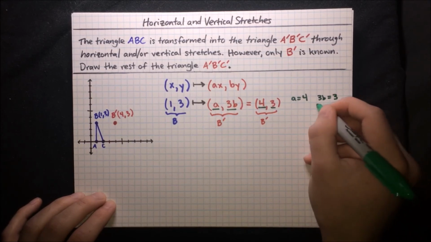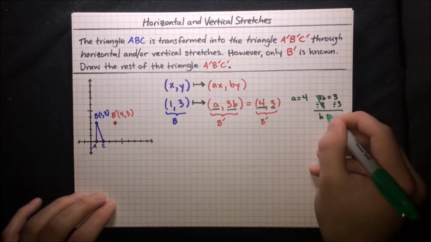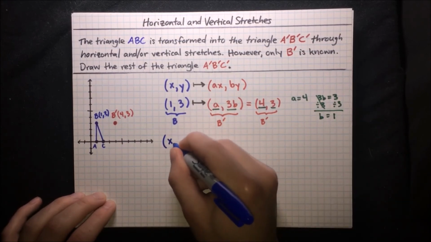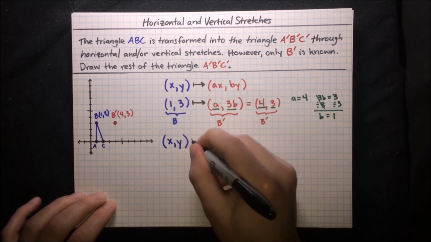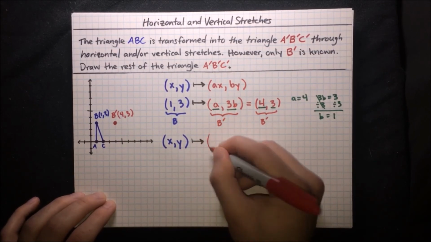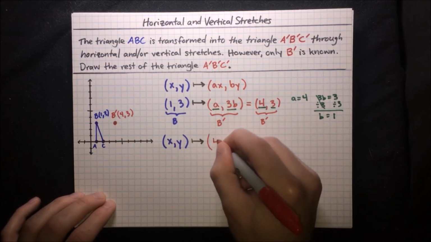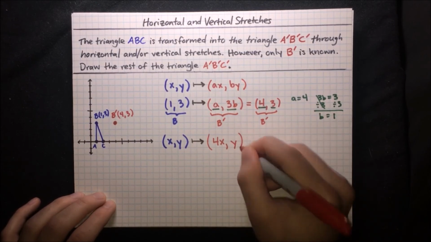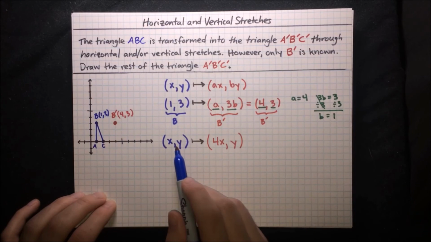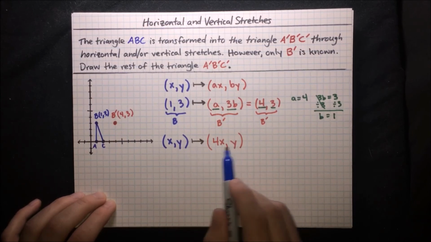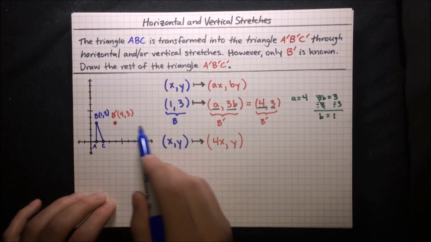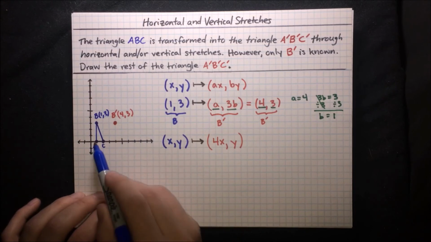And to solve that, we can just divide both sides by 3. Cancel out that 3 in front of the b, and we get b equals 3 divided by 3, which is 1. So our transformation is really just x, y is transformed into ax, but a is just 4, so this is 4x, and then by, b is 1, so just y. In other words, this is a stretch with stretch factor 4 and invariant y-axis, because the y-coordinate doesn't change at all. So really these points A, B, and C are being stretched by a factor of 4 in the x direction. So let's figure out what the other points are.